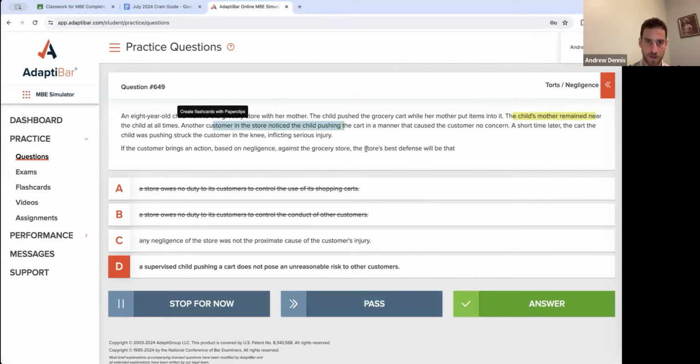I agree with the things that you're saying, that D's a better answer than C. Any negligence of the store was not the proximate cause of the customer's injury.